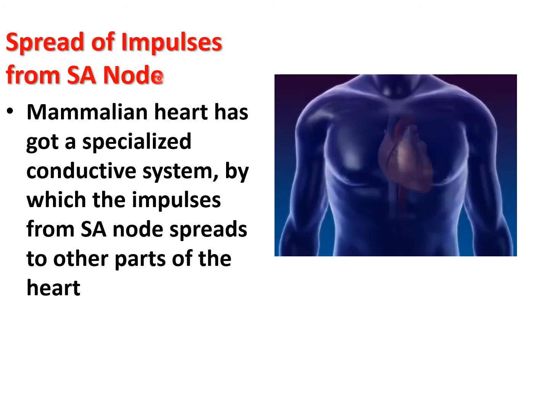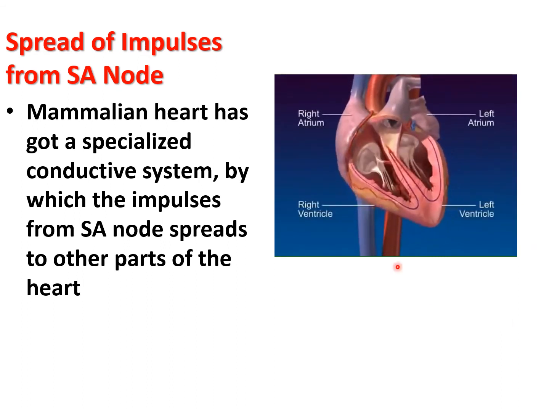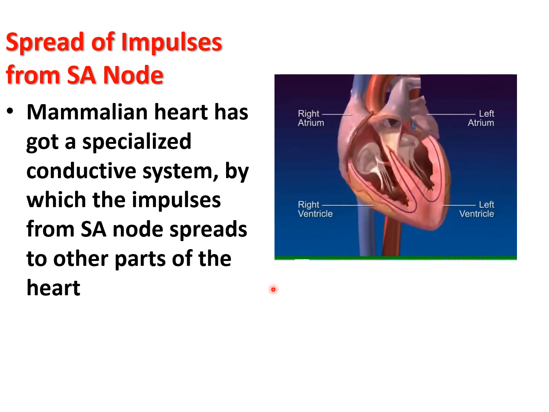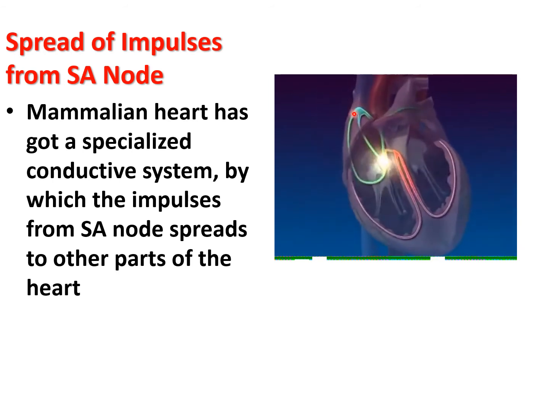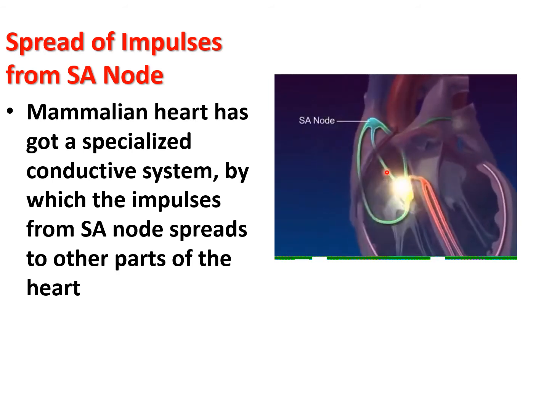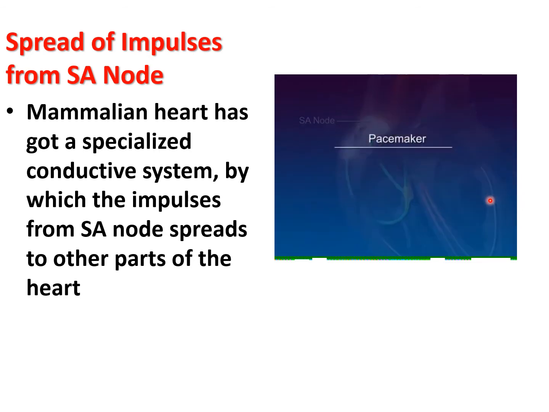Then spread of impulses from the SA node. The mammalian heart has a specialized conductive system by which the impulses from the SA node spread to the other parts of the heart. You can see here very well the conducting system of the heart. First from the SA node, then to the AV node, then the bundle of His, then the left and right bundle branches, then Purkinje fibers, and then to the ventricles.